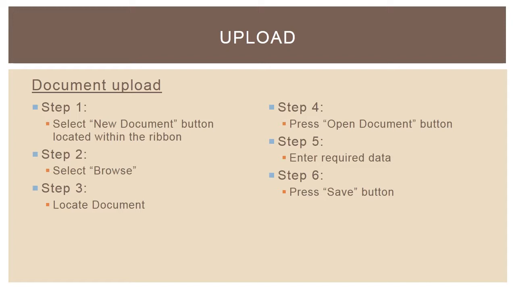Then, we select Browse, followed by locating the document that we want to upload, press the Open Document button, and then enter any required data that you'll see displayed, and finally press Save. And with that, the document is now a part of the electronic archiving system.